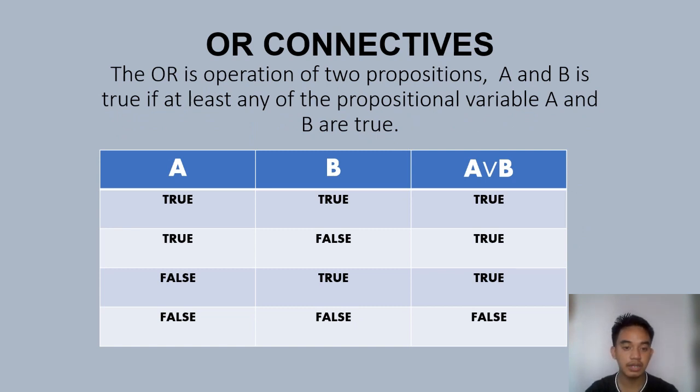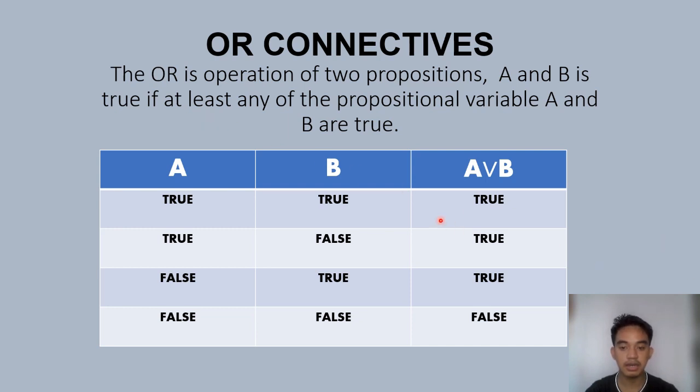The OR is an operation of two propositions. A or B is true if at least any of the propositional variables A and B are true. Always remember that the OR connective is at least any, the words at least, any of the propositional variables A and B are true.